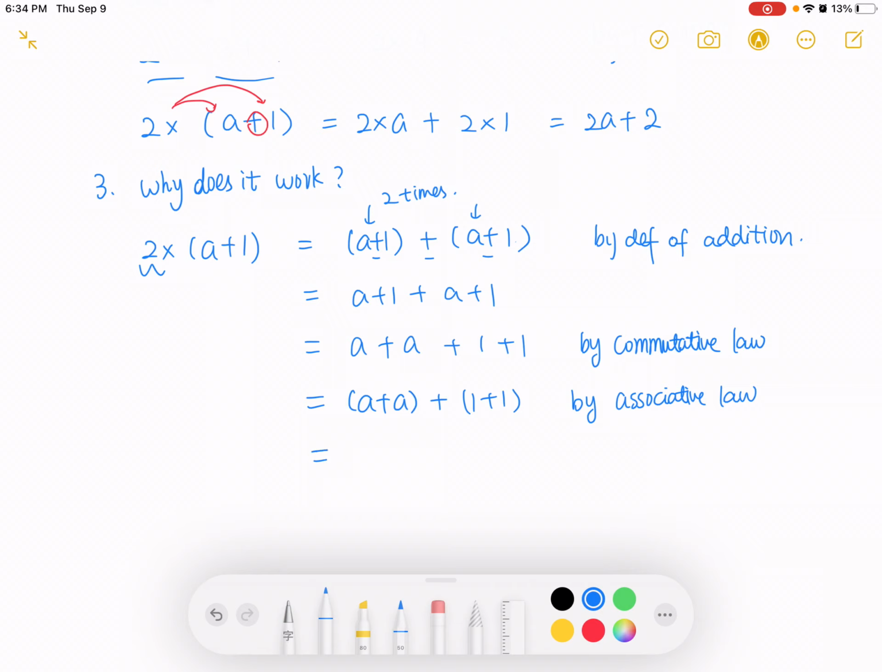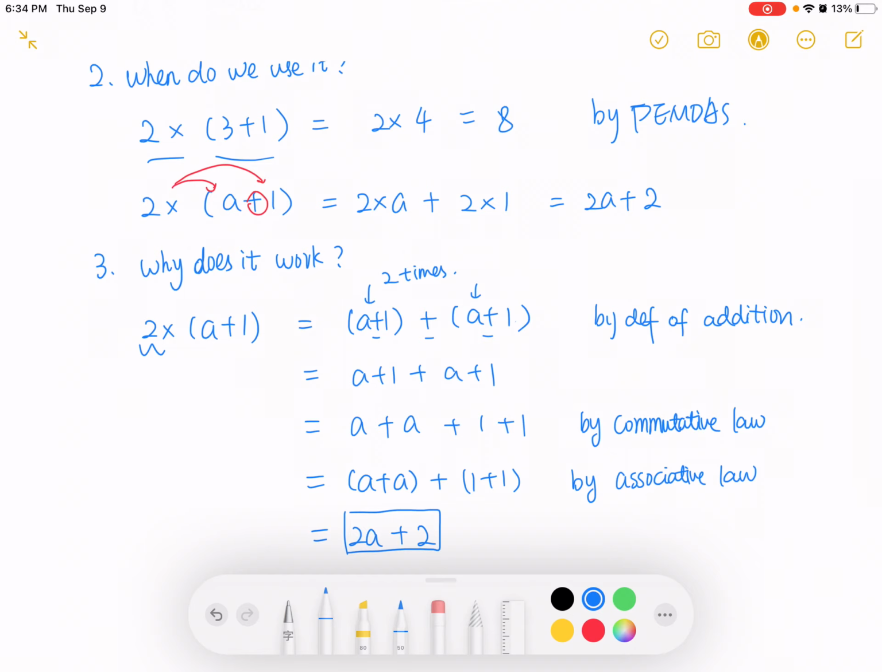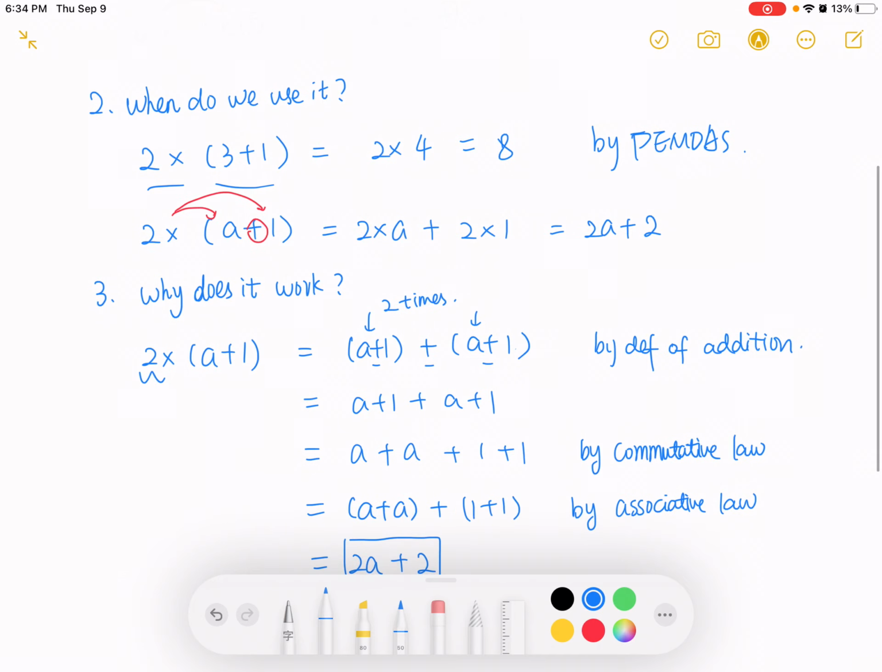So A plus A is 2A, 1 plus 1 is 2, and adding them together gives 2A plus 2. We did all of this by the definition of addition, and then we go back to check: do we get the same result when we use distribution? When we do distribution, 2 times (A plus 1), you also get 2A plus 2. So they're the same. Hopefully that convinced you that distribution law is not something crazy. It really comes from the definition of addition.